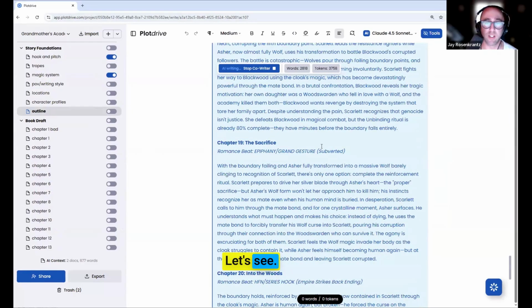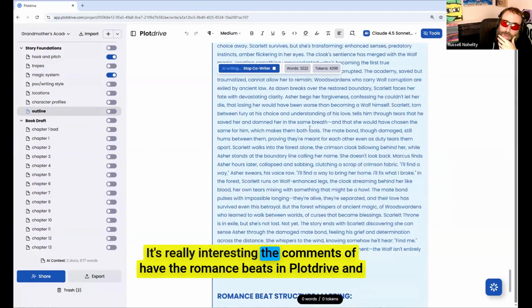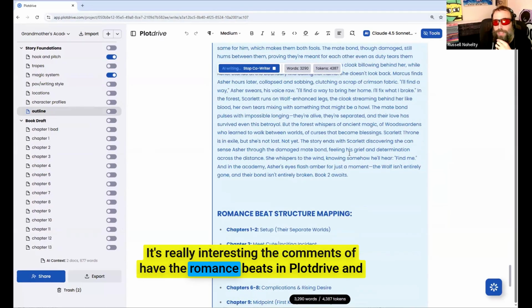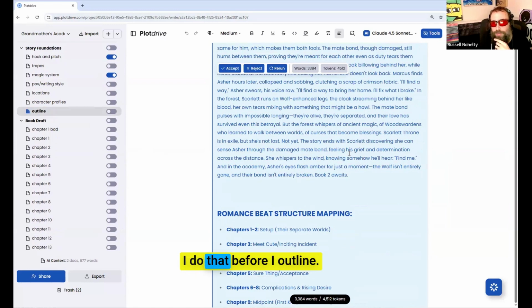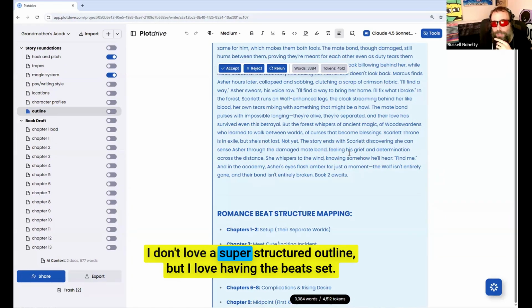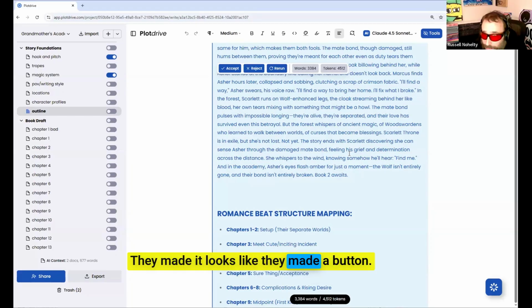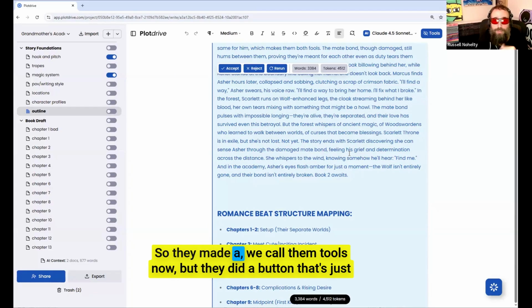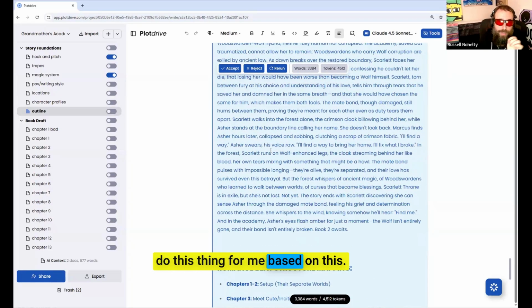Let's see. It's really interesting. The comments say they use the romance beats and plot drive and button to beat out the novel. I do that before I outline. I don't love a super structured outline, but I love having the beat set. Oh, interesting, that's great. It looks like they made a button. Yeah, we call them tools now, but they made a button that just does this thing for me based on this.